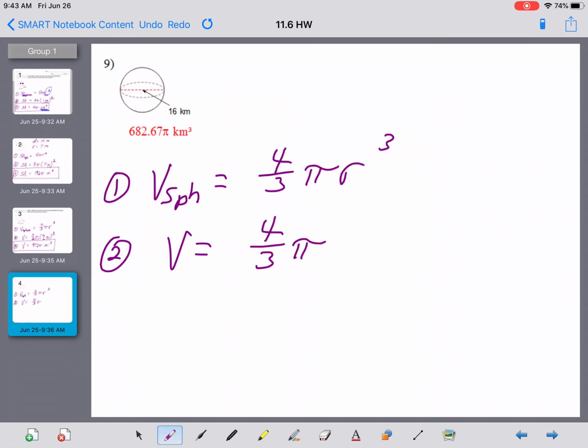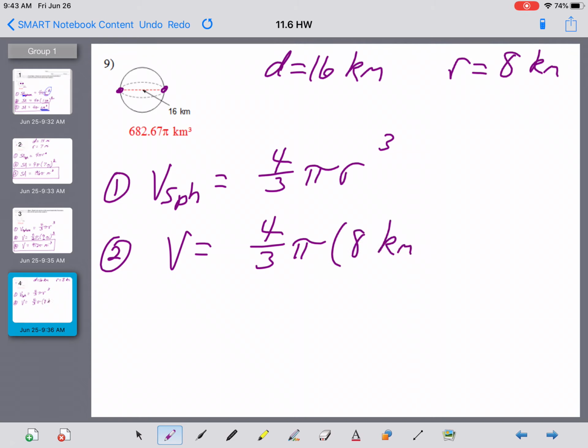Now again, the only tricky thing here is they gave you this measurement all the way across, so your diameter here is 16 kilometers. That means that your radius is going to be half of that, and that's going to be 8 kilometers. So 8 kilometers is going to go right here. That's going to get cubed, and that is really all we have to do.